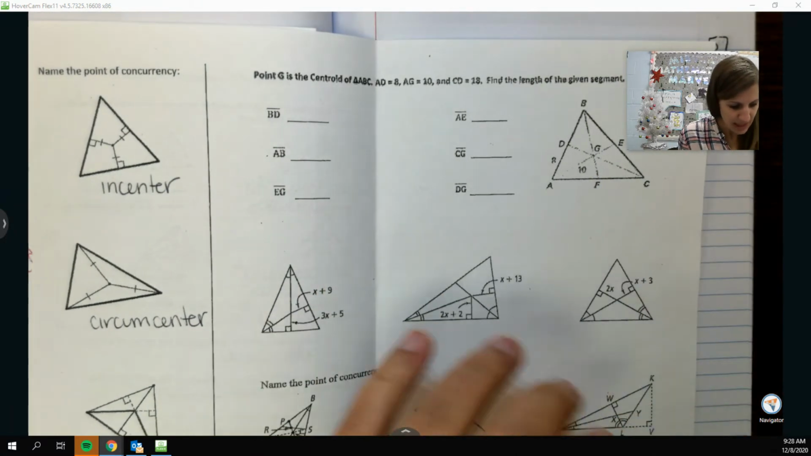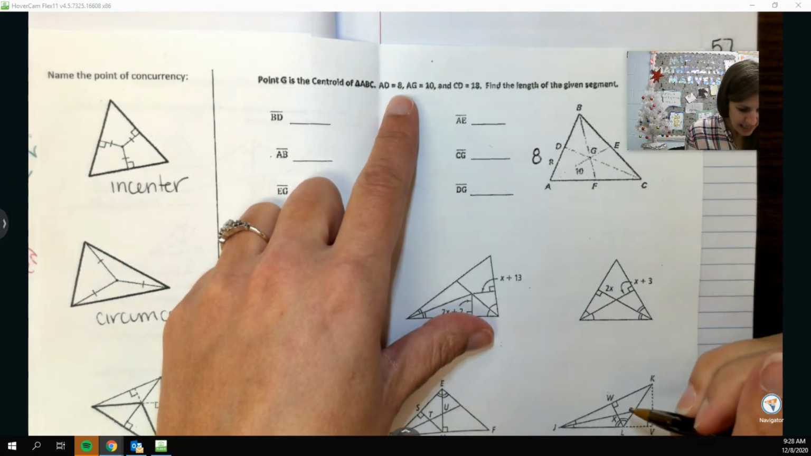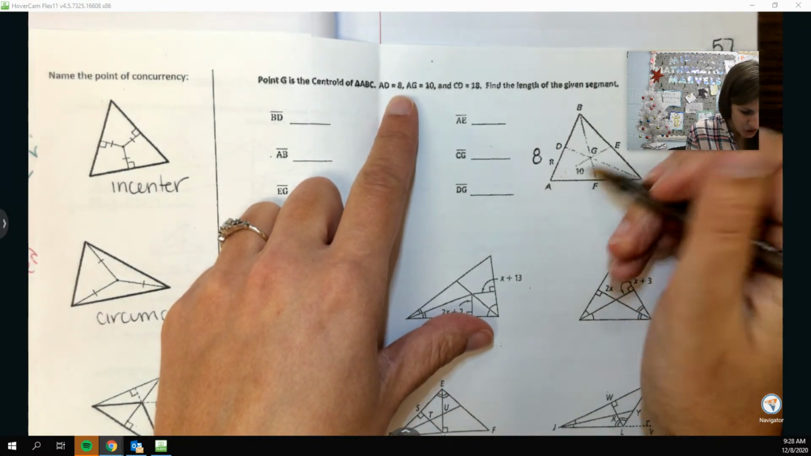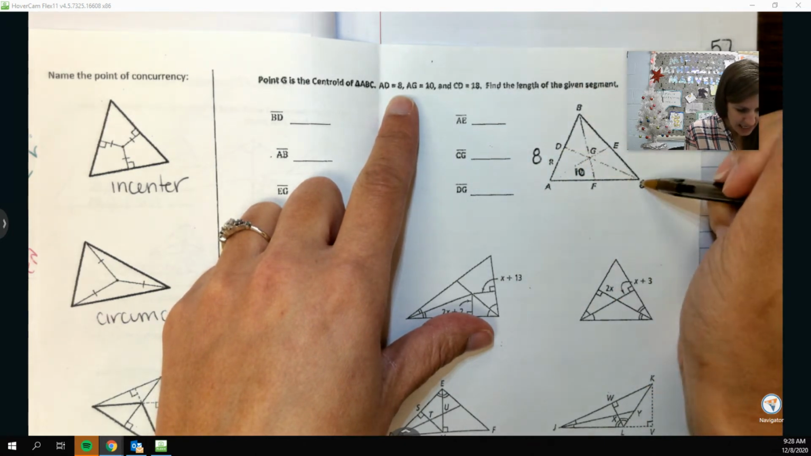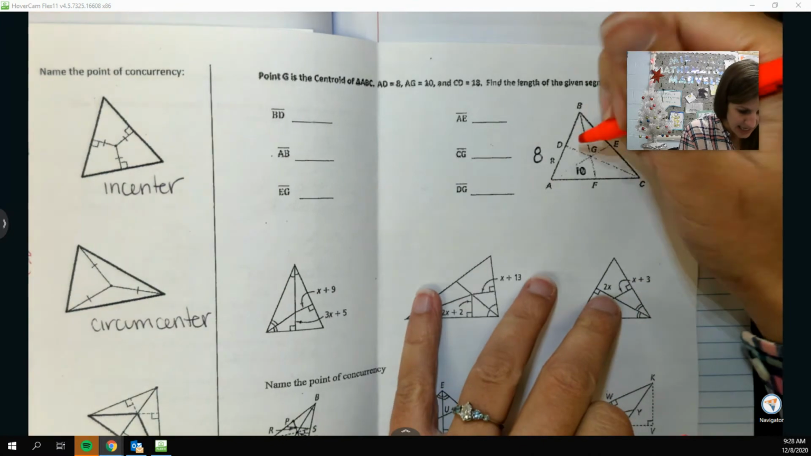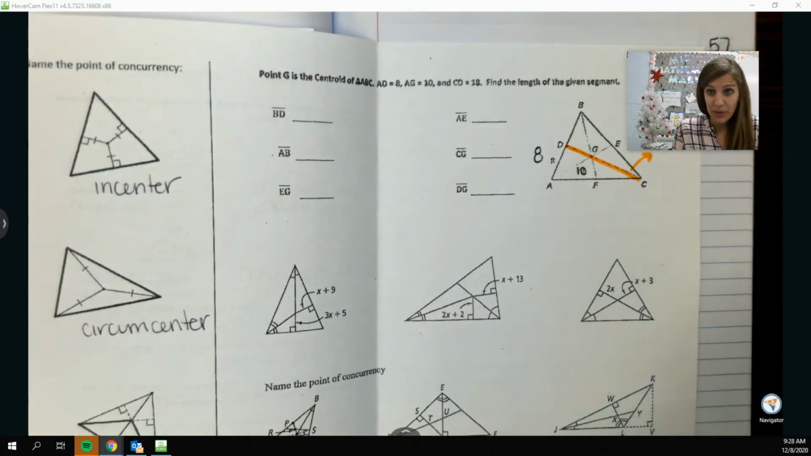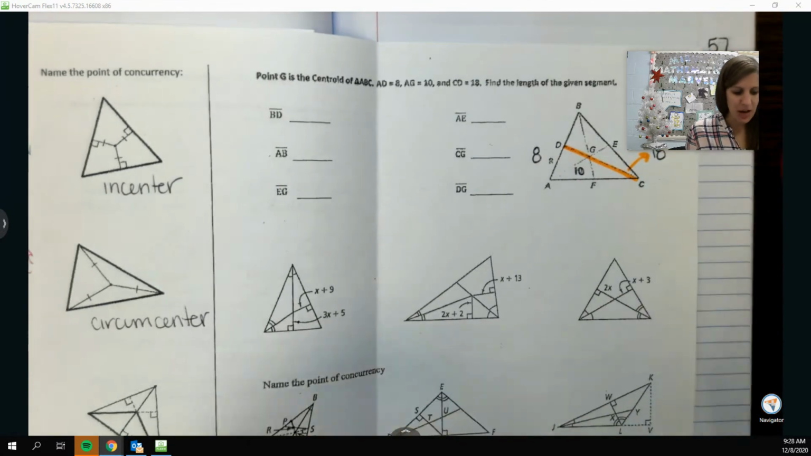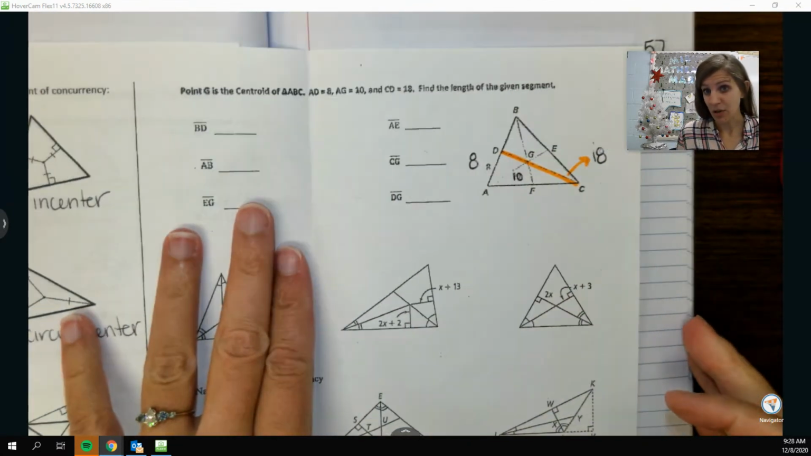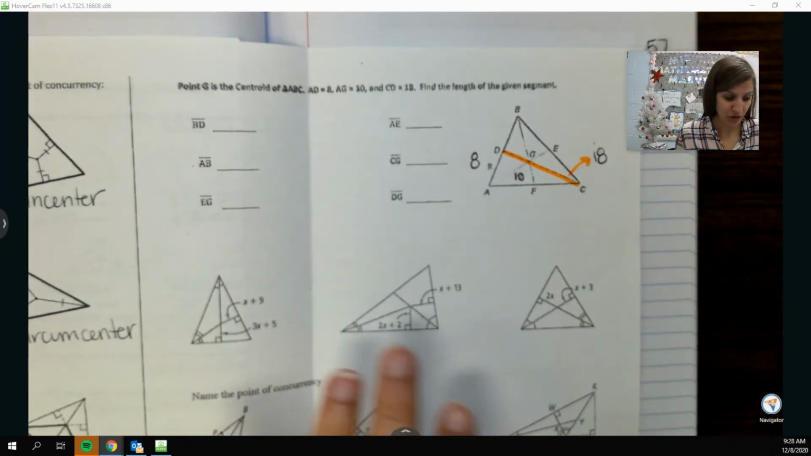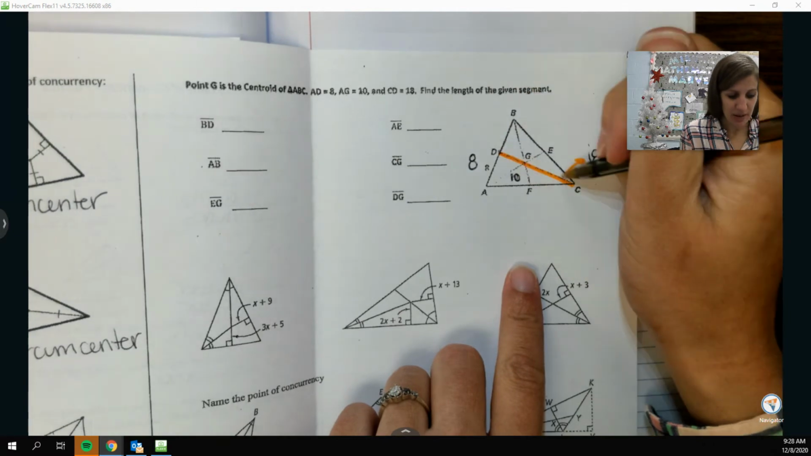and this printed really badly. But if we know that AD is 8, AG is 10, and CD, this whole line here, is 18. That can be super helpful to figuring out a bunch of other sides. In fact, I'm going to label all the things that I can label in my triangle first, and then I'll go answer these questions. Now, because this is the centroid, these are the medians.